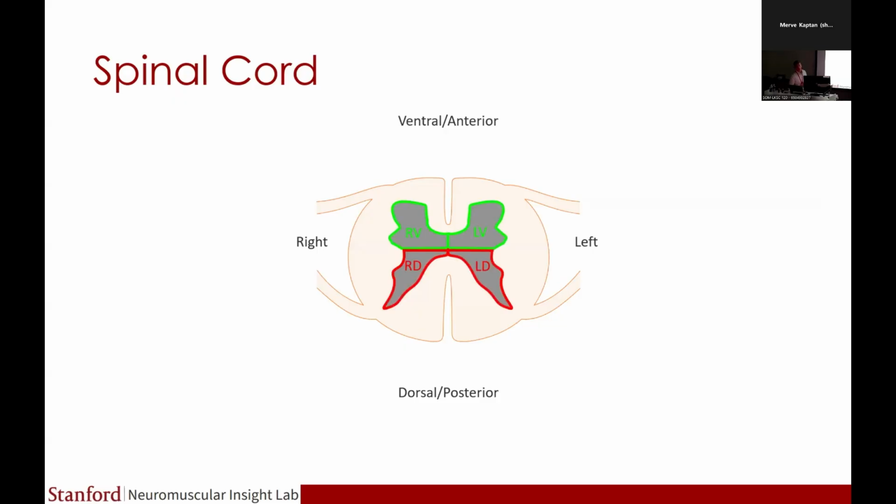So what I like to do is be simple, try to just break the cord down into different quadrants, at least the gray matter, where we have the right ventral and left ventral gray matter with motor functions, the right dorsal and left dorsal with sensory function. And then the white matter structures on the outside.